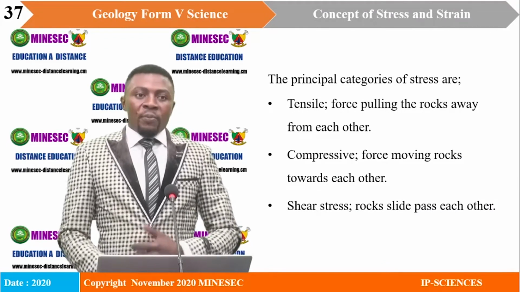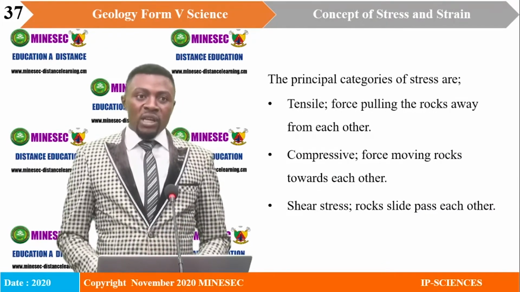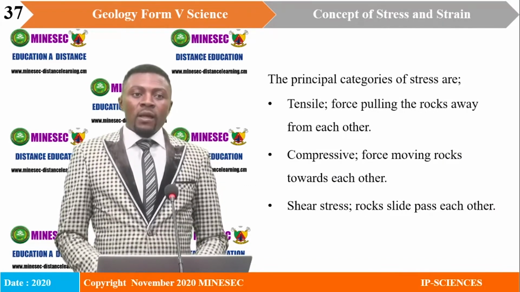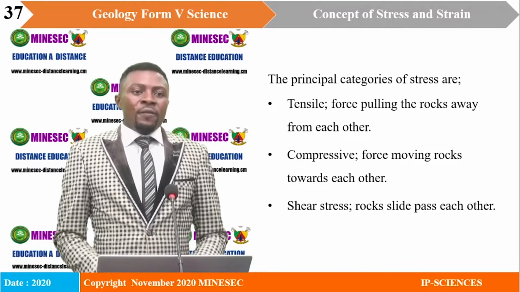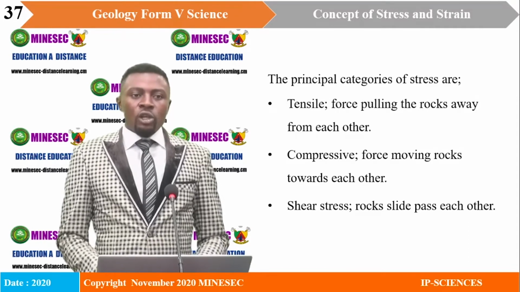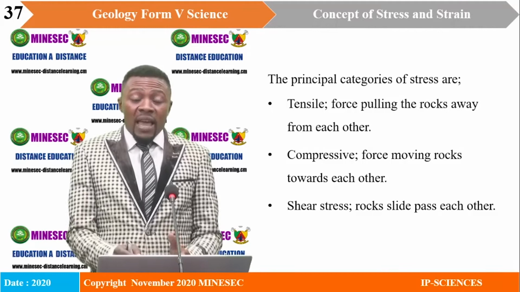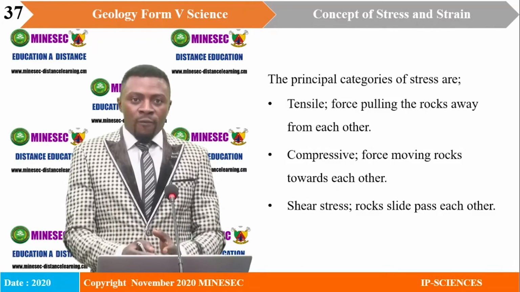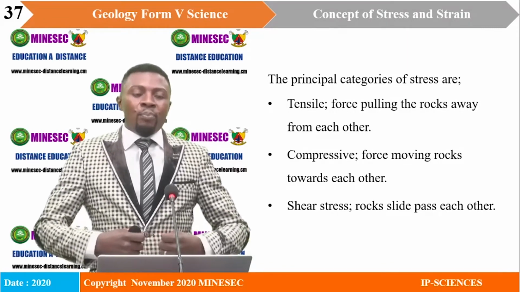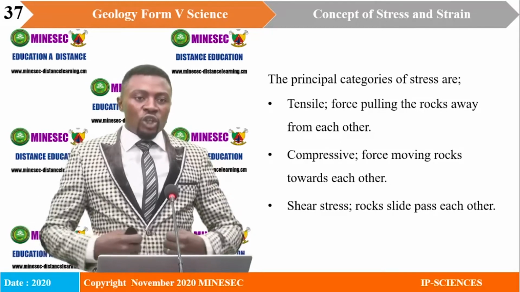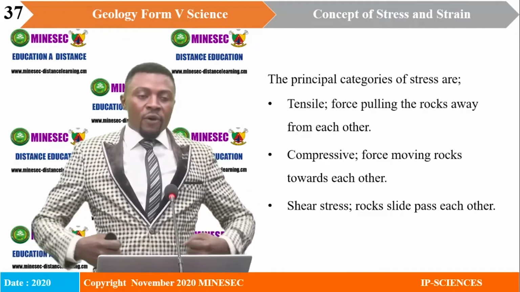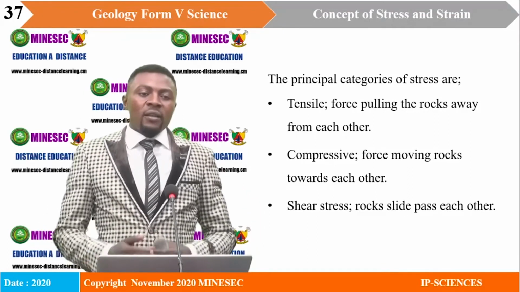Now, the principal categories of stress can be tensile stress, which is the type of stress that is pulling the rock away from each other. So you have a body which can be described like it is at the center of a location, and there are forces that are pulling that body away from each other. The forces that are causing that body to be pulled away from each other is what we describe as tensile stress.